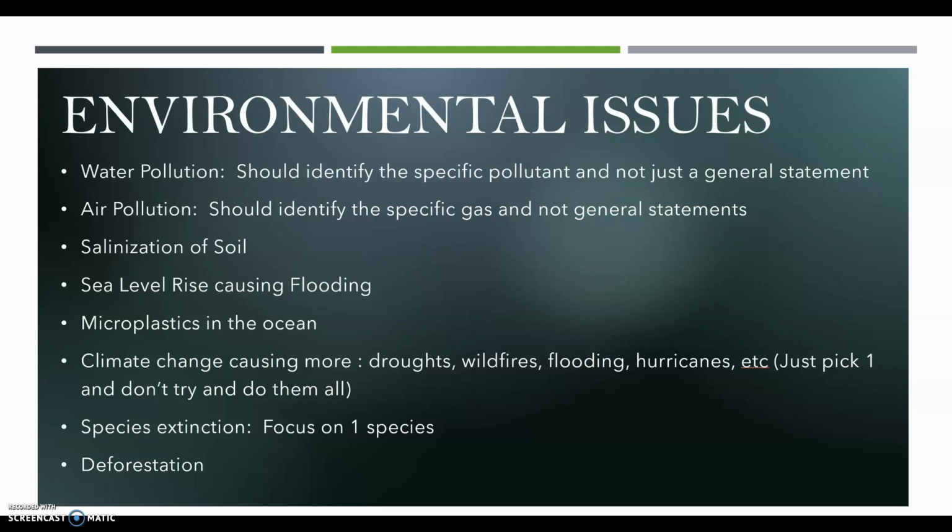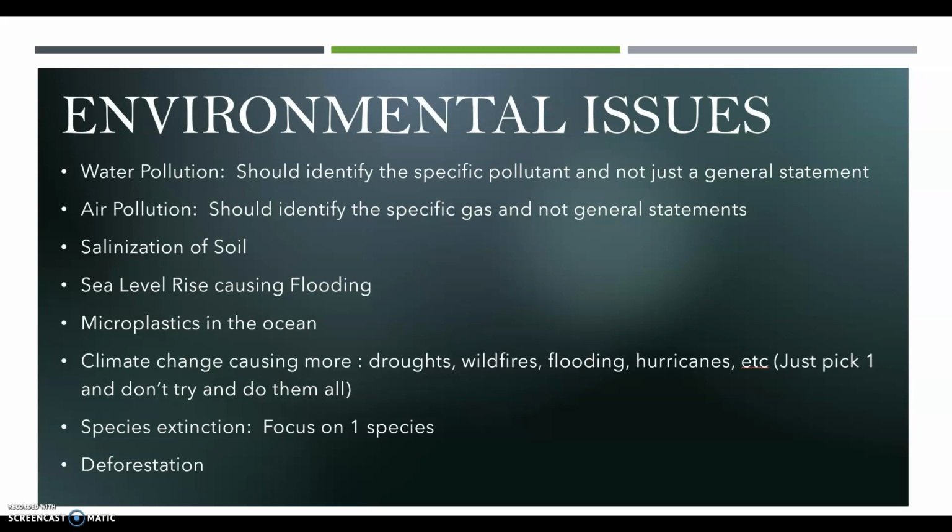The main thing is that, for some of you, I've been giving you feedback like, hey, your issue is not specific enough. If you're still just doing a generalization of water pollution or air pollution, that's not good. You need to specify the pollutant, like what is the water pollution or what is the specific gas in the air pollution? Is it ozone? Is it particulate matter? If you're doing climate change, then it shouldn't be just a general overview. It should be, what is the specific issue that climate change is causing?